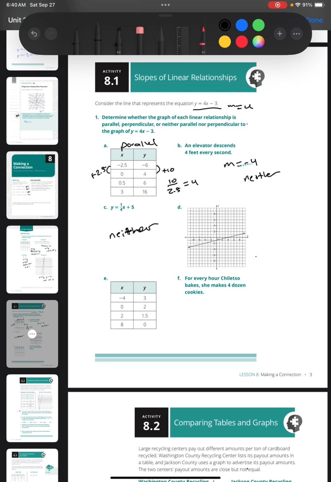And then for D, again, this is another one with a slope of 1/4. So again, that's neither. It's a reciprocal of 4, but not an opposite reciprocal. And then for E, to find our slope, our y value is going down 1, our x value is going up by 4. So -1 over 4 for our slope, and that is an opposite reciprocal of 4. So this one would be perpendicular.